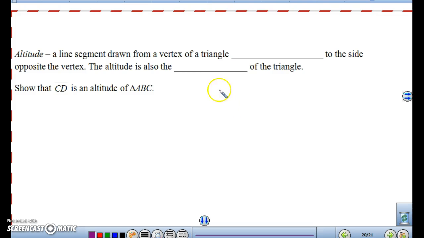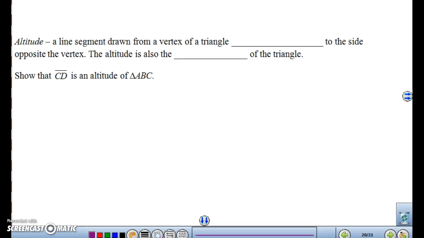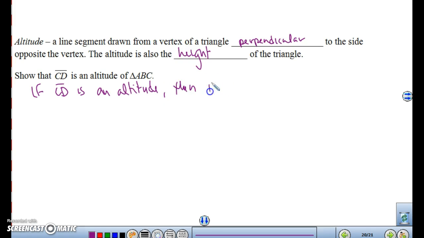Our last new vocabulary word is an altitude. Altitude is a line segment drawn from a vertex of a triangle perpendicular to the side opposite the vertex. An altitude is also called the height of the triangle. So what we want to know is, to show that CD is an altitude of ABC, what do we have to prove? We would have to show, if CD is an altitude, then it would be perpendicular to the side it's drawn to, which would be AB.